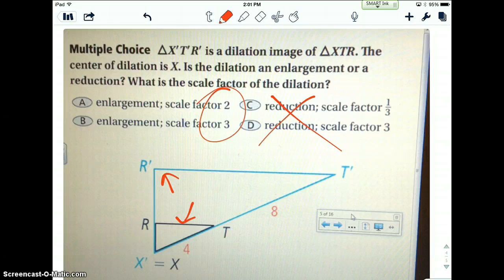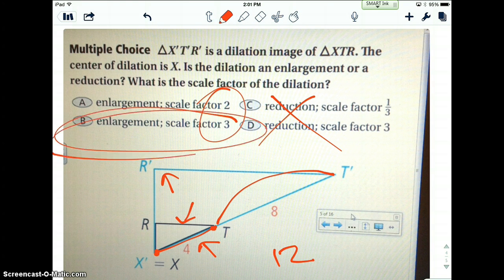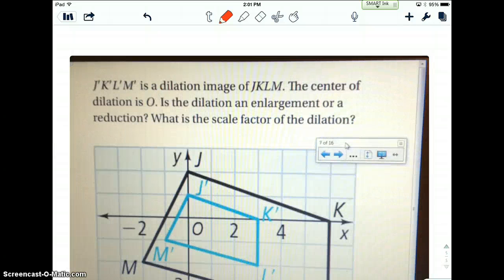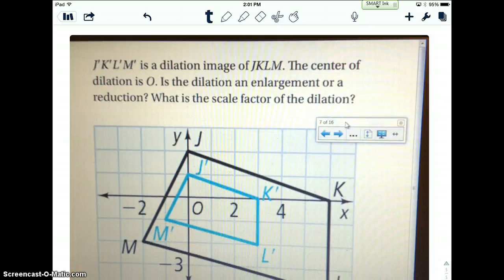Looks like from this point to this point is 4. From here to here is 8. So it actually went from a distance of 4 to a distance of 12. Oh, did I trick you? It had a scale factor of 3, people. Whoa! Gotcha! Maybe I didn't, but I'm hoping. Last problem.